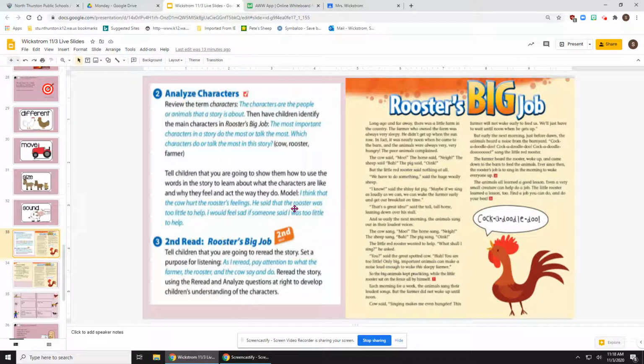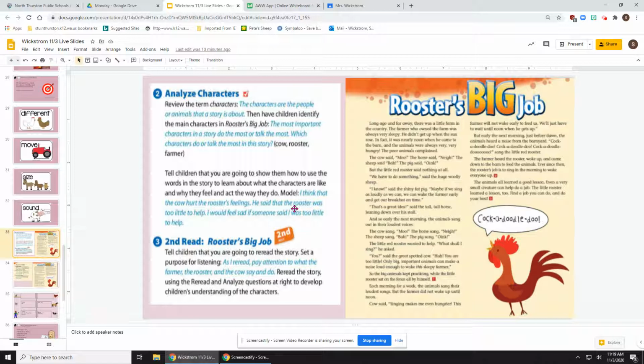We have to do something, said the huge woolly sheep. I know, said the shiny fat pig. Maybe if we sing as loudly as we can, we can wake the farmer early and get our breakfast on time. That's a great idea, said the tall, tall horse, leaning down over his stall. So early the next morning, the animals sang out in their loudest voices.